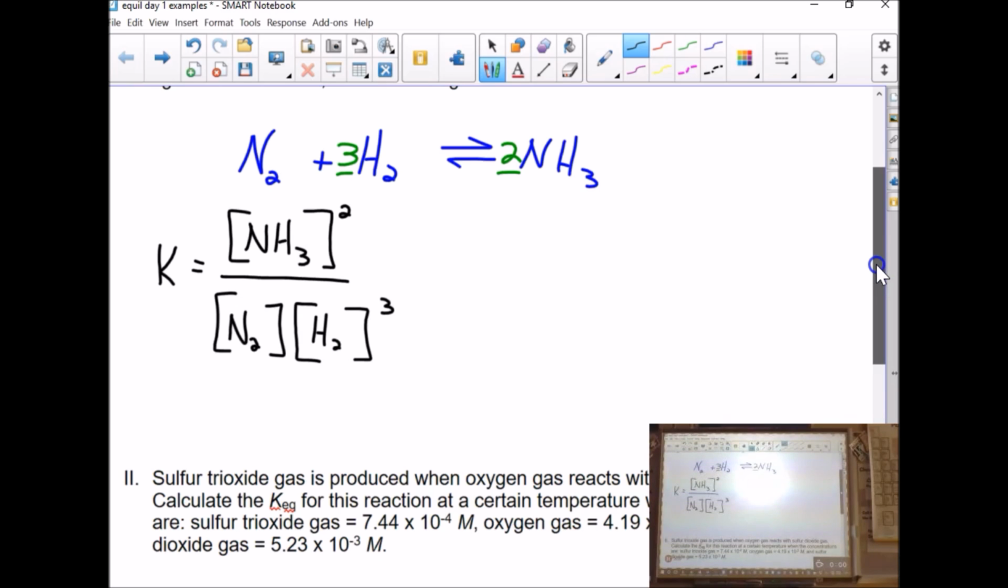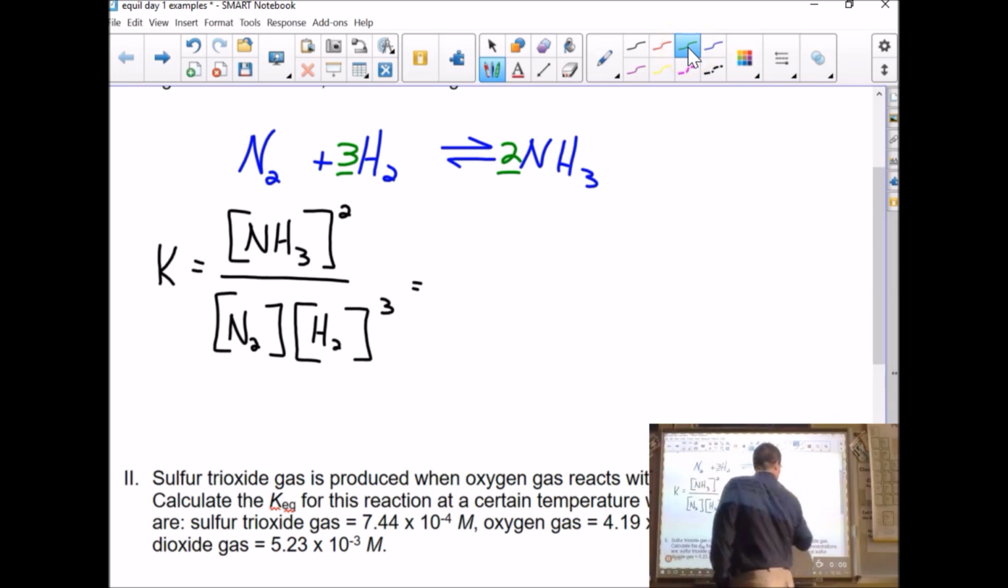And on the AP exam, you're always going to have to write the expression before you do anything with equilibrium. And that's an easy point. 1 out of 9. Boom, right there. That keeps you from getting a dash. How's that make you feel? I like that. That is good.